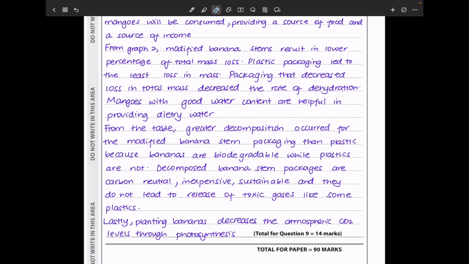Decomposed banana stem packages are carbon neutral. They are inexpensive, they are sustainable, and they do not lead to release of toxic gases like some plastics. Lastly, planting bananas decreases the atmospheric carbon dioxide levels through photosynthesis. So this brings us to the end of question 9 as well as to the end of the whole paper.